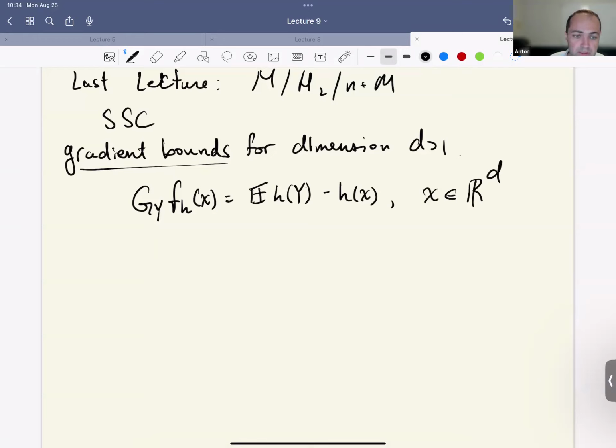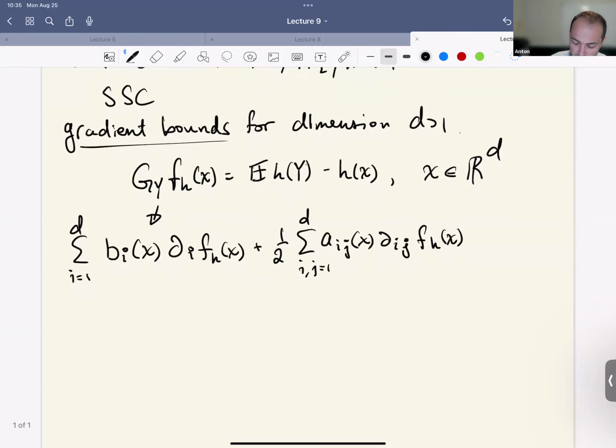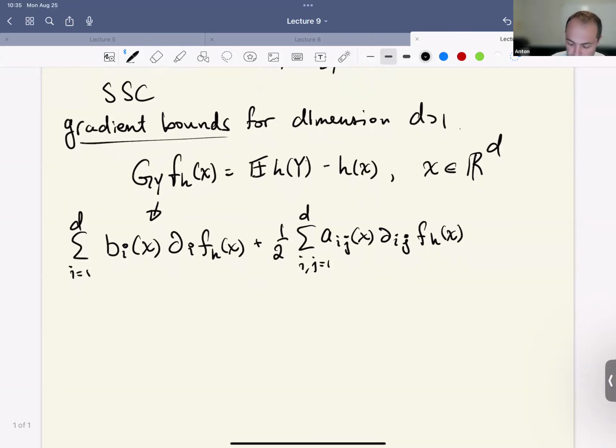In multiple dimensions, it's a PDE, a partial differential equation. Usually this will be something like the sum over i from 1 to d of b_i, where b is the drift vector and b_i is the ith component, times the partial derivative with respect to the ith coordinate, plus 1/2 the sum over i, j from 1 to d of a_ij of x, partial i, j, f sub h of x. Okay, so that is the operator.